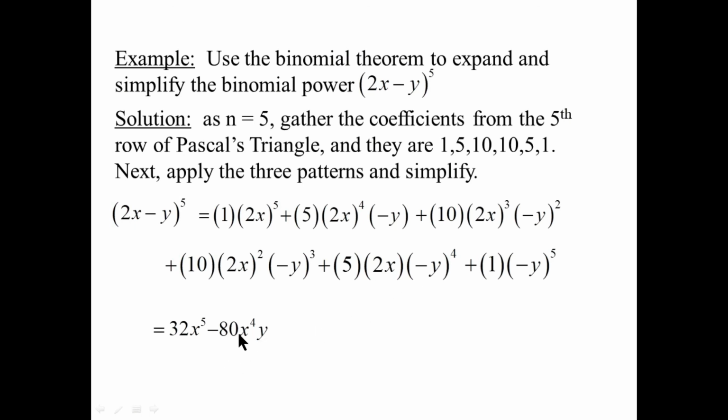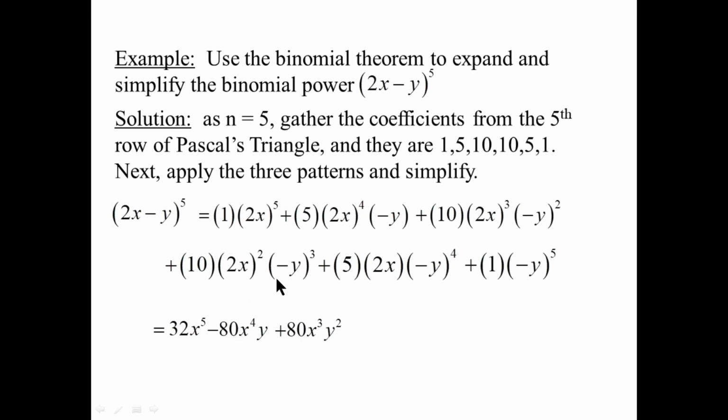Next, it will be a positive term because the negative y is squared, and negative things, when squared, become positive things. So this will be 2 to the 3 is 8 times 10, 80 again. It will be plus 80x cubed y squared.